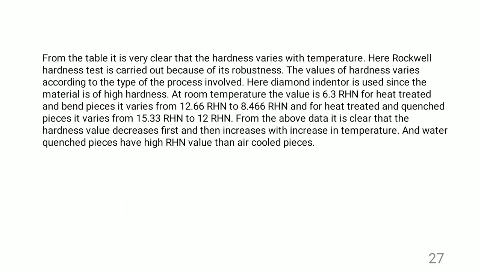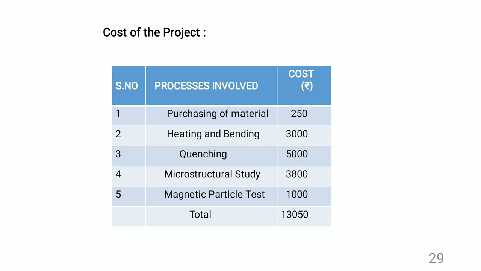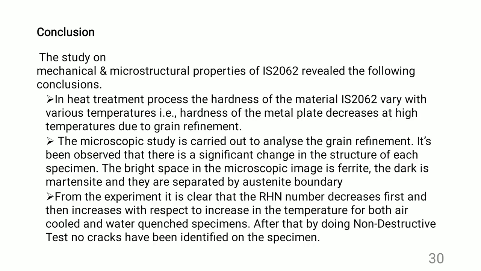Rockwell hardness test is carried out because of its robustness. And here you can see the dimensions of the plate of IS2062, and this is the cost of our project. And conclusion: finally, in the heat treatment process, the hardness of the material varies with various temperatures. That is, hardness of the metal plate decreases at high temperatures due to grain refinement. From the experiment, it is clear that the RHN number decreases first and then increases with increase in temperature for both air cooled and water quenched specimens.